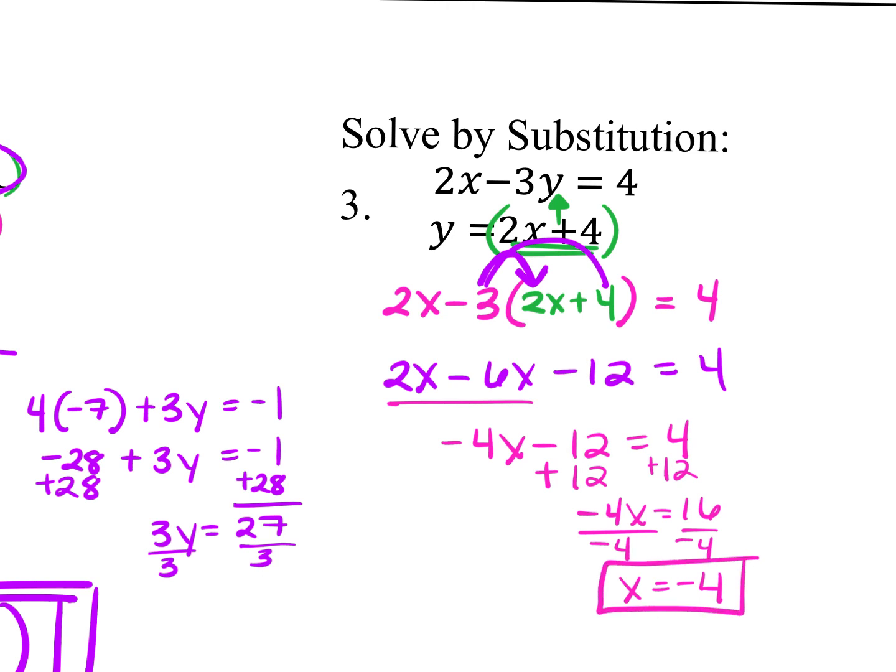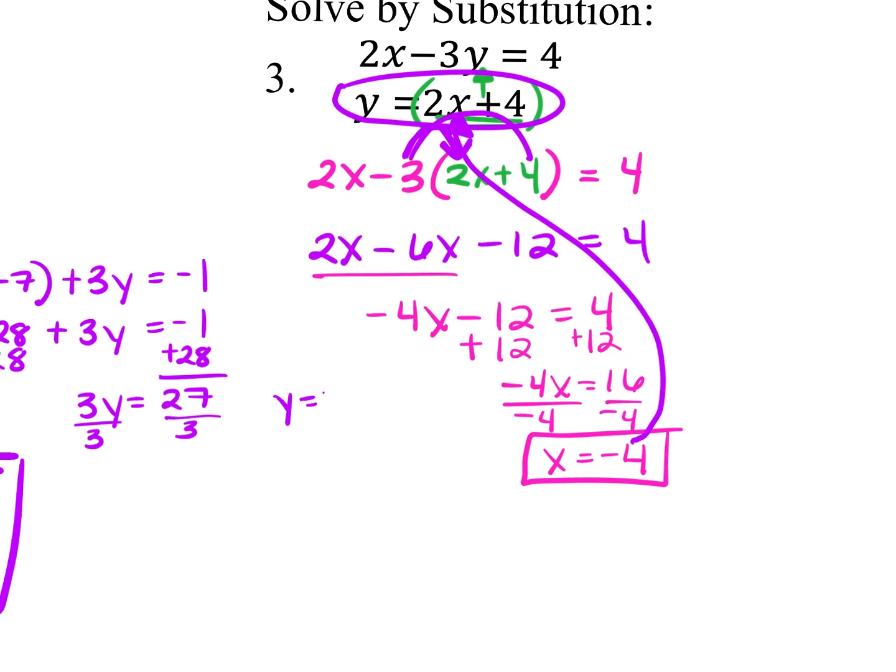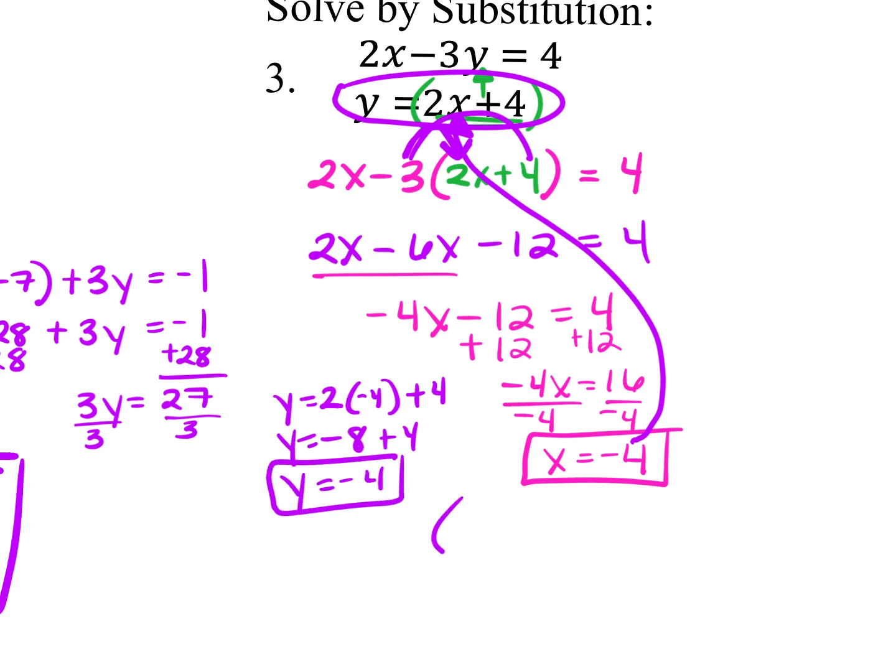Are we done? What do you gotta do? Plug it back in. I would say the best place to plug it in is right here because it's already isolated the y. So y equals 2 times -4 plus 4. So that's -8 plus 4. So y is also a -4. So if you want to write it as a point, it's the point -4, -4. How many answers is that? 1. That is one answer. It is the point -4, -4. You don't have to. You can leave them separate. I just want you to understand that's one solution.